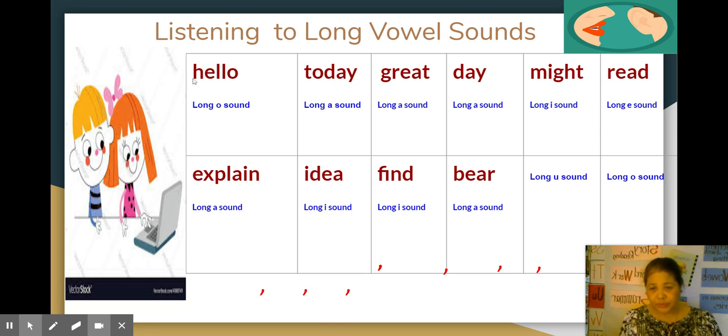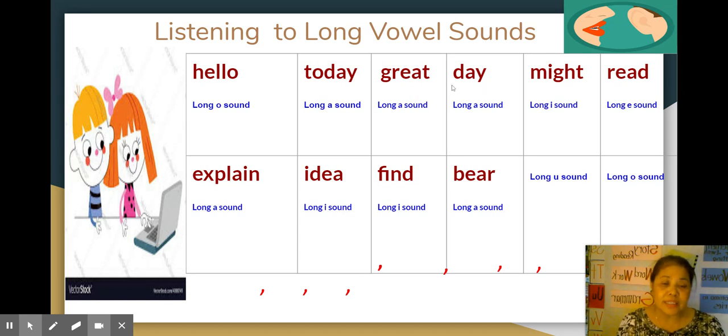So in the word hello, what do you think is the long vowel that we heard from that word? You're right. We heard O, so it has a long vowel O right there. How about the word today? What do you think is the long vowel there? Very good. It's a long A. Today. Next word. Read it. Good. The word is great. So what do you think is the long vowel? Good job. We hear the long A sound right here at the middle of the word.